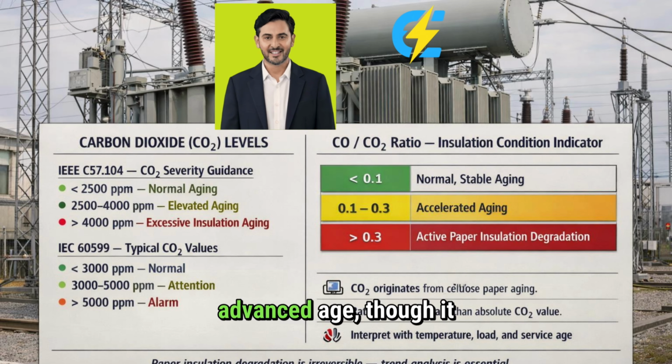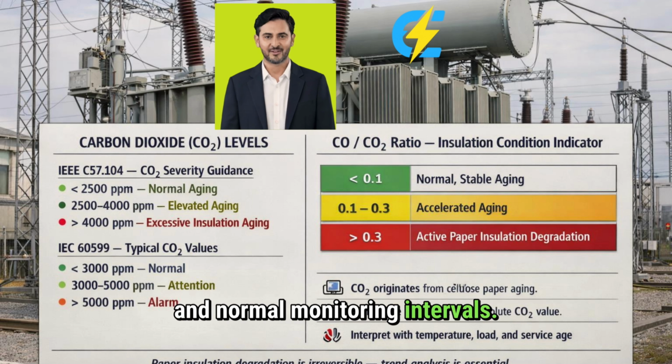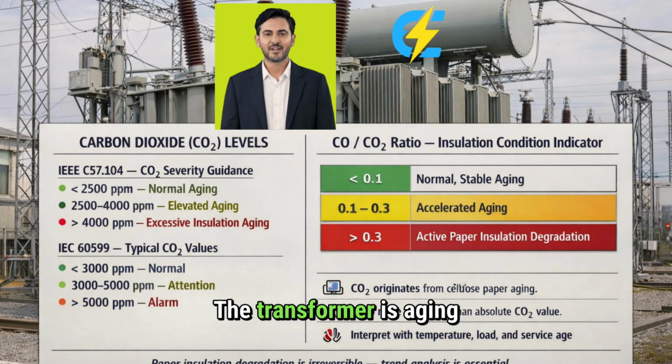When you see a ratio greater than 10, you can generally relax about immediate insulation concerns, focus on routine maintenance and normal monitoring intervals. The transformer is aging normally. With a ratio between 3 and 10, increase your monitoring frequency. Investigate potential causes of accelerated aging. Check loading patterns, cooling system efficiency, moisture levels, and oil temperature trends. Consider more frequent DGA sampling to track the trend.